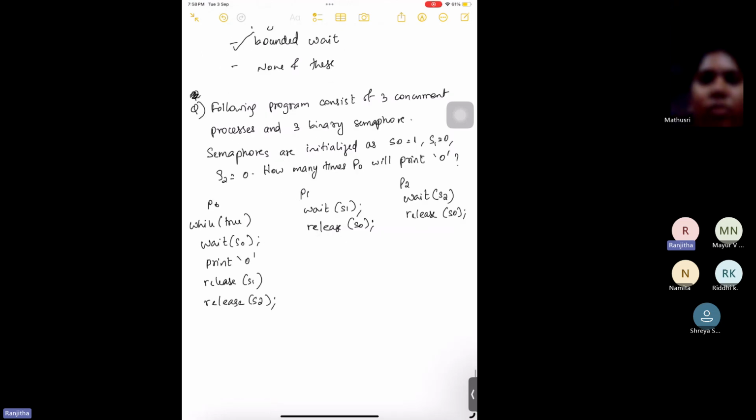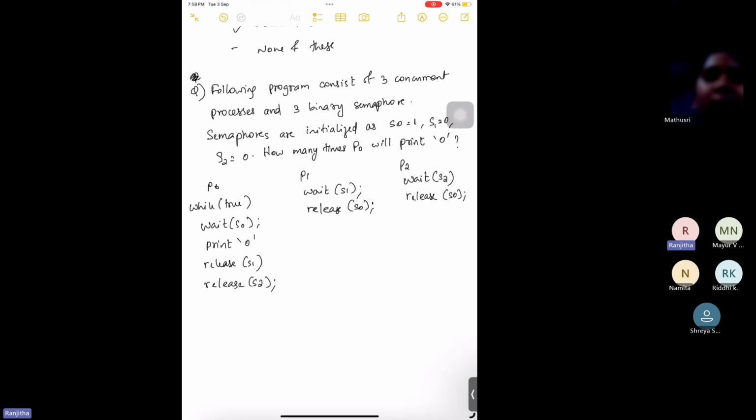Now this one: the following program consists of three concurrent processes and three binary semaphores. So a binary semaphore is nothing but a semaphore that can have value 0 and 1. That's it. Semaphores are initialized as S0 as 1, S1 as 0, S2 as 0. How many times will P0 print 0? So for P0 to print, this is the semaphore that is locking it.